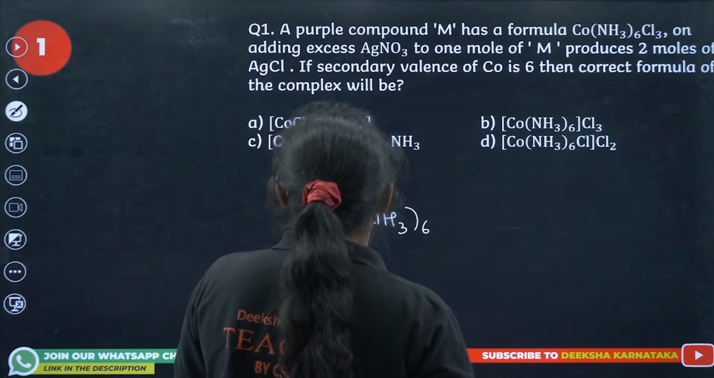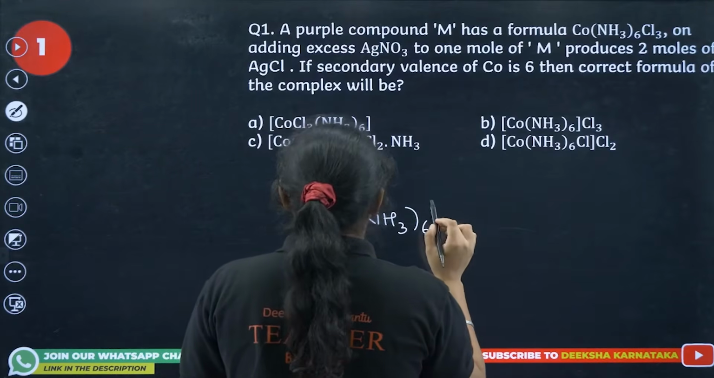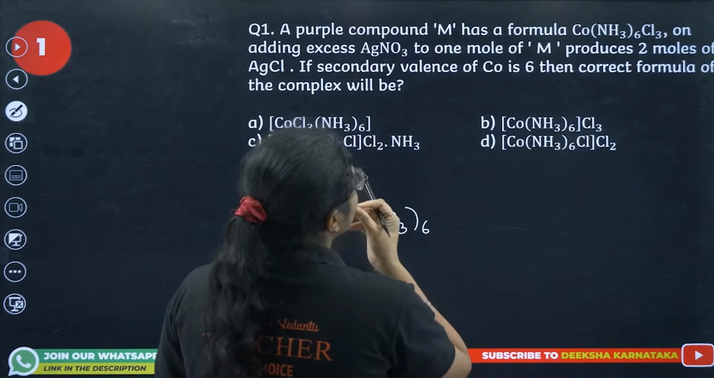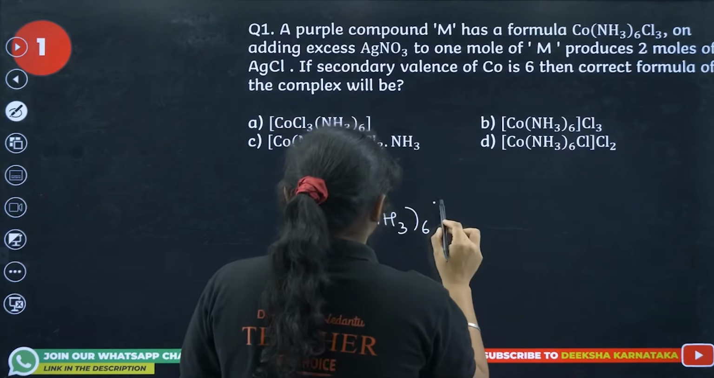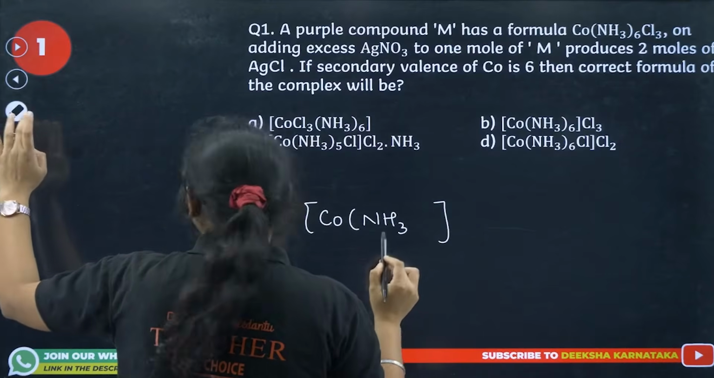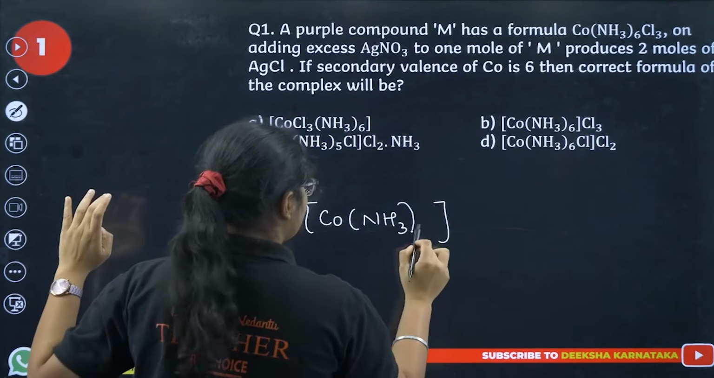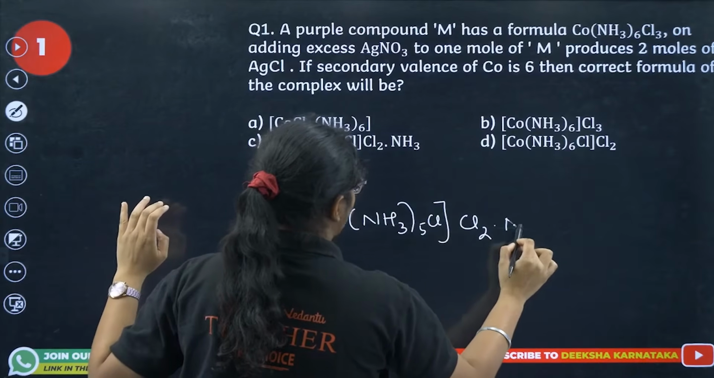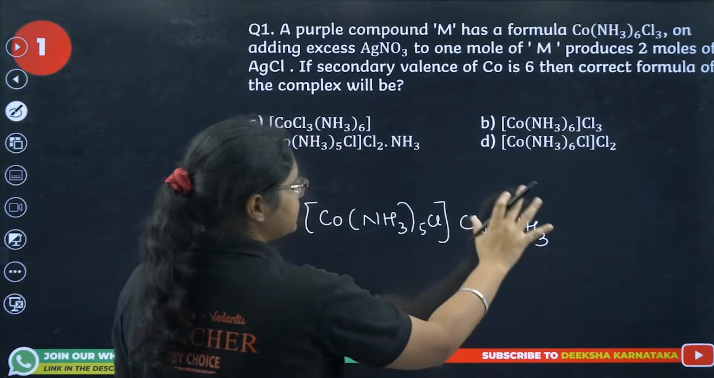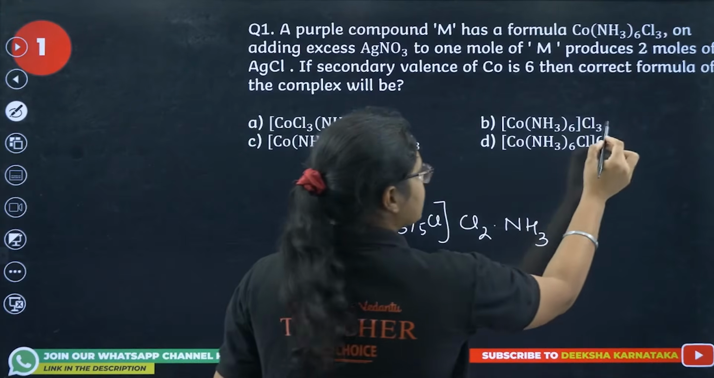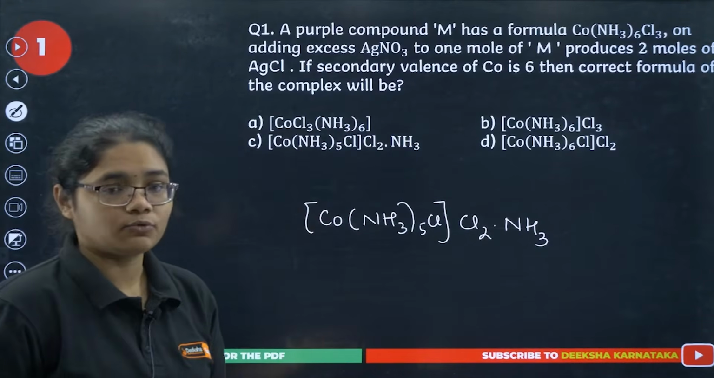NH3 whole 6, and then 6 NH3. Here, we can have only... the structure should be like this, CoNH3 whole 5 Cl, and then you have Cl2 and you have NH3. That should be the structure, because we can have only 2 Cl outside, and the coordination number should also not be more than 6.